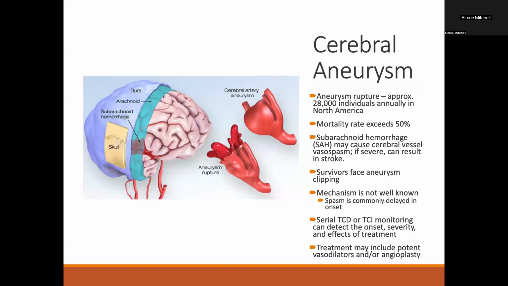So this is where transcranial Doppler comes in. They want to do serial monitoring to detect when it happens, how bad the vasospasm is, and if the treatment is working. The treatment that they can give is vasodilators like papaverine. Basically they insert it via catheter directly into the vessel, just proximal to where the spasm is located.